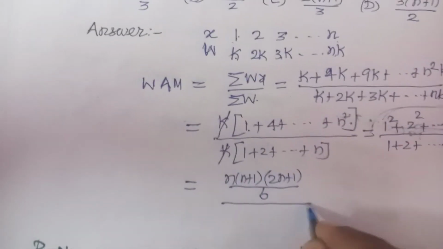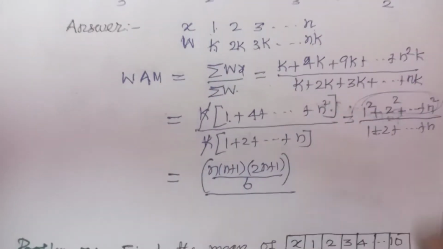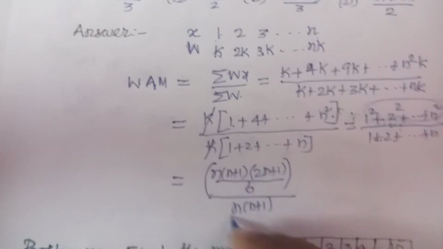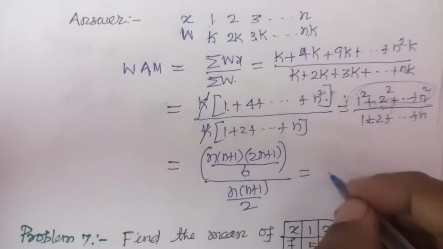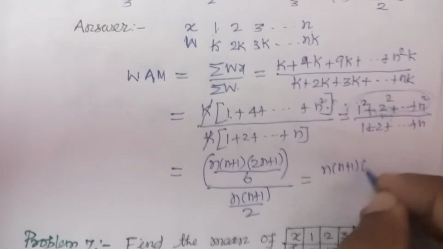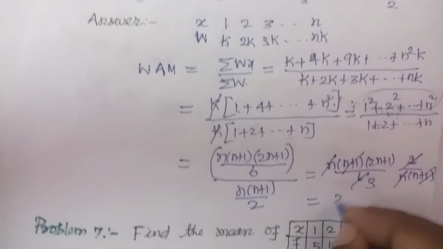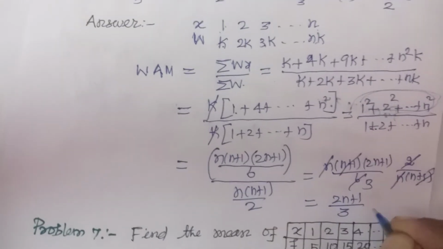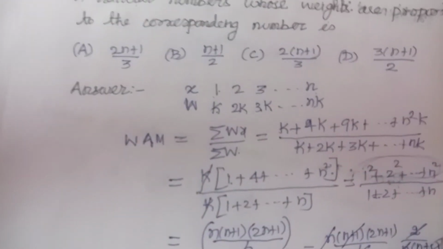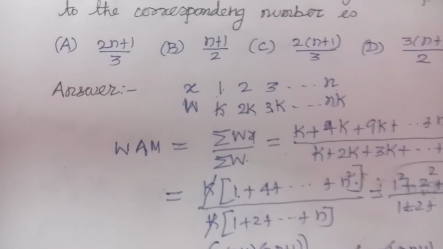Divided by 1 plus 2 plus etc., the sum of natural numbers, n into n plus 1 divided by 2. Now we can simplify: n into n plus 1 into 2n plus 1 divided by 6, times 2 divided by n into n plus 1. Now we can cancel n and n plus 1, and 2 over 6 gives 1 over 3. Final answer: 2n plus 1 divided by 3. Now what is the answer? 2 into n plus 1... 2n plus 1 divided by 3. Option A is correct. Right. Go to the next problem.